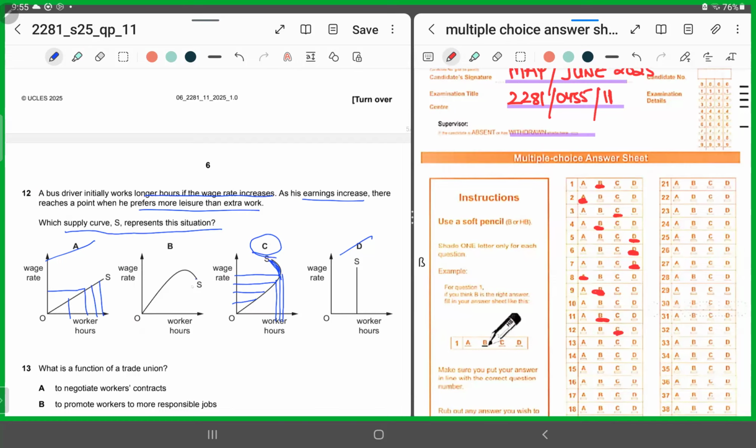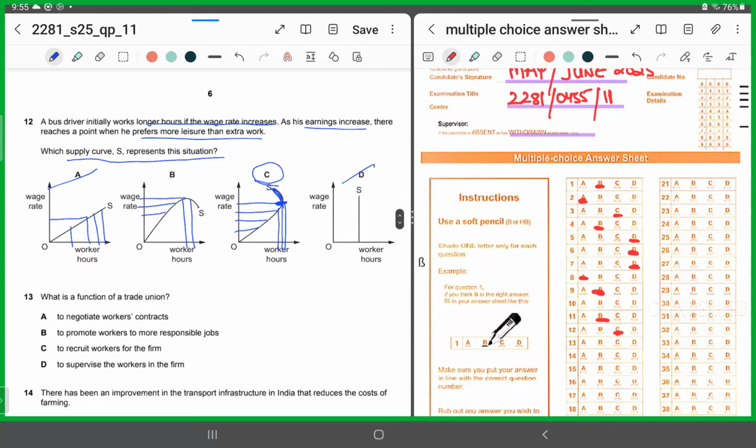But then why can't it be B? Because you see, if you look at B, the wage rate is continuously increasing and so are the working hours, right? It has to be C because after this point, it stopped putting in more hours, right? So it has to be C.